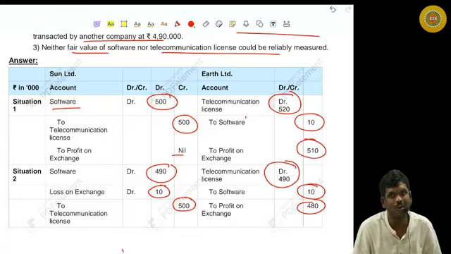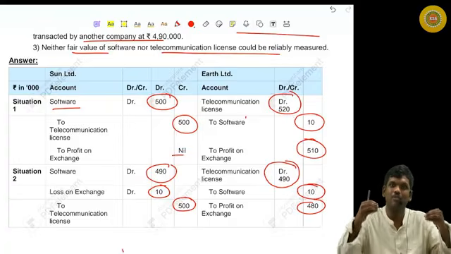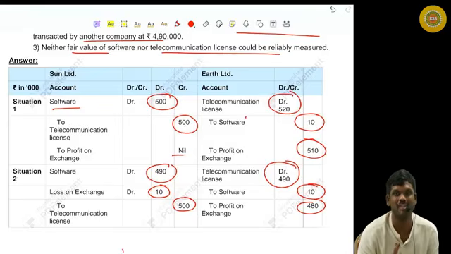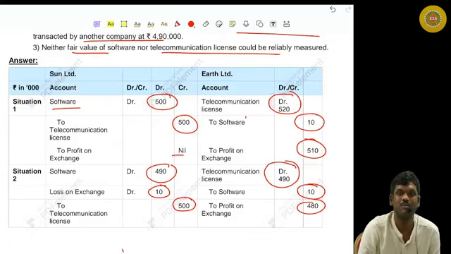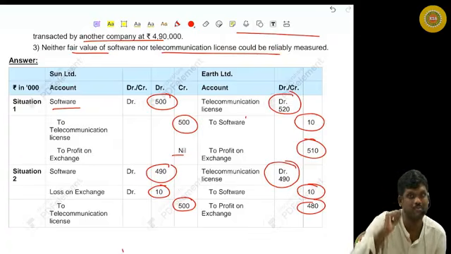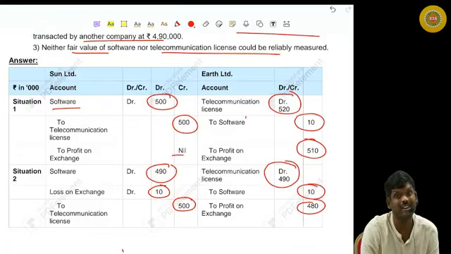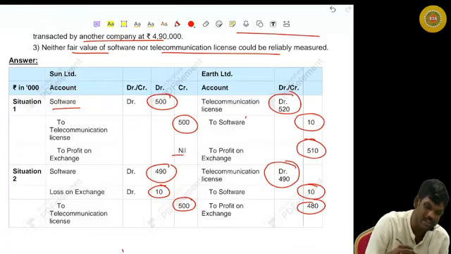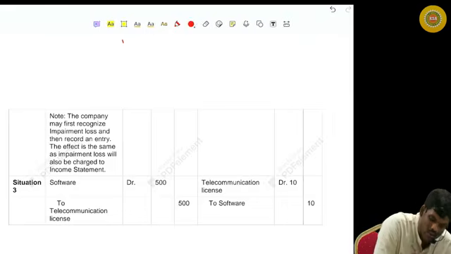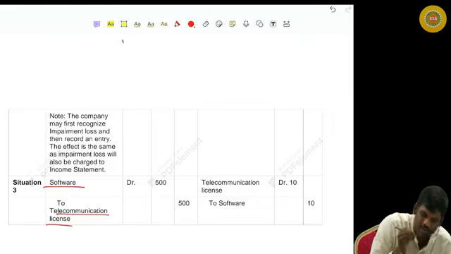Even though there is commercial substance, we don't know the fair value of both the asset given up as well as the asset taken over. Sir, we don't know the fair value of both the assets. Now what to do? Very, very simple. Sun Limited in their books will use the carrying amount of the asset given up. Sun Limited has given up the telecommunication license. The journal entry in the books of Sun Limited will be software account debit to telecommunication license.